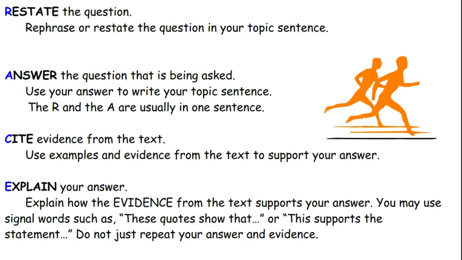Now C, cite evidence from the text. Use examples and evidence from the text to support your answer. Finally, E, explain your answer. Explain how the evidence from the text supports your answer. You may use signal words such as "these quotes show that" or "this supports the statement." Do not just repeat your answer and your evidence.